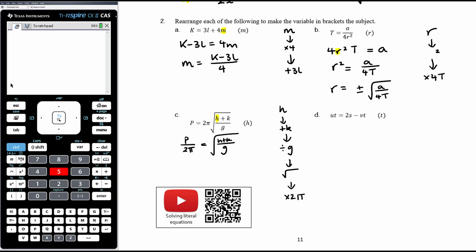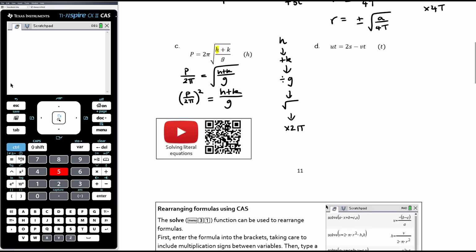Then we want to do the opposite of square rooting, which is to square both sides. So we're going to get p on 2 pi all squared. Now you can write that as p squared on 4 pi squared if you want, or you can just leave it as the whole thing squared. We've got h plus k over g. Okay. Now we're going to multiply both sides by g.